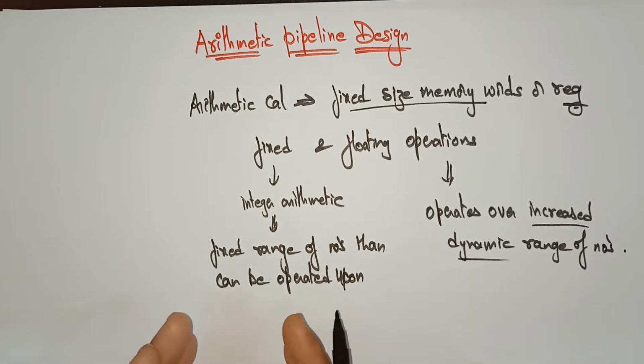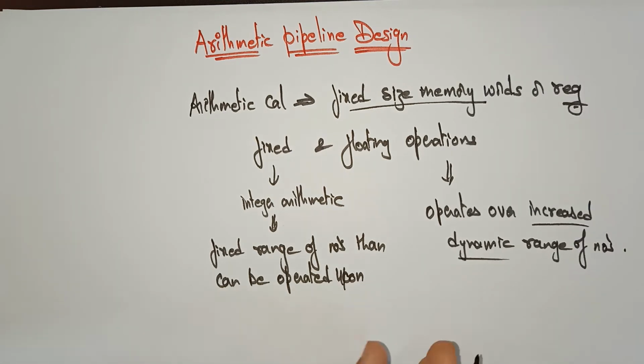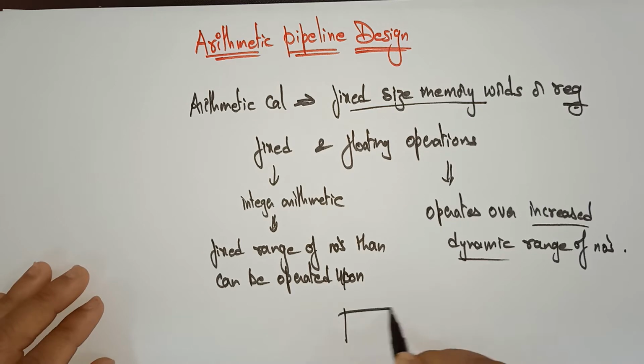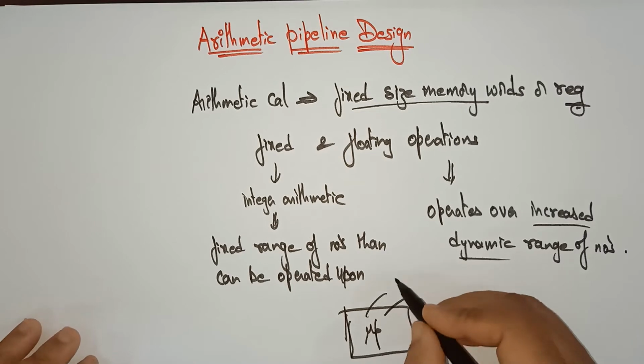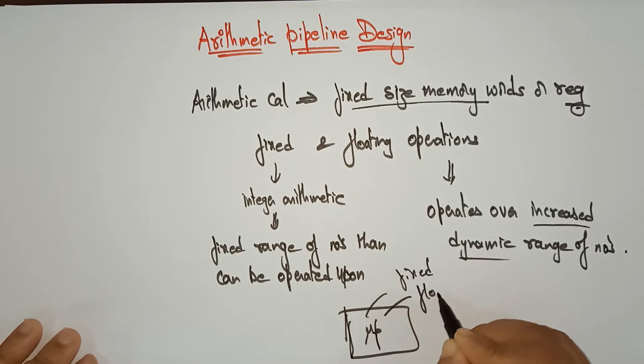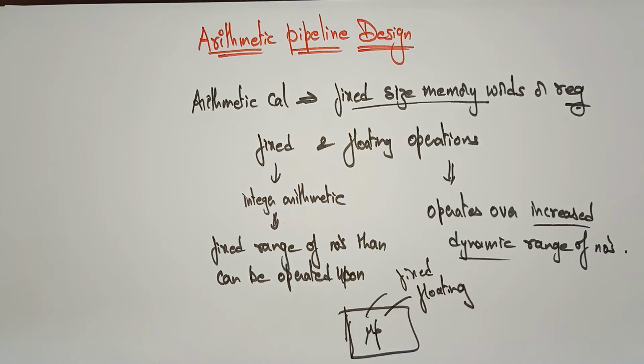These two, the fixed and floating point operations, are very often performed by separate hardware on the same processor chip. In the same microprocessor chip, there are separate units, one for the fixed and another for floating. Arithmetic operations are performed in the ALU, the arithmetic logic unit. So in the microprocessor, a separate hardware is present, one for the fixed and another for the floating.